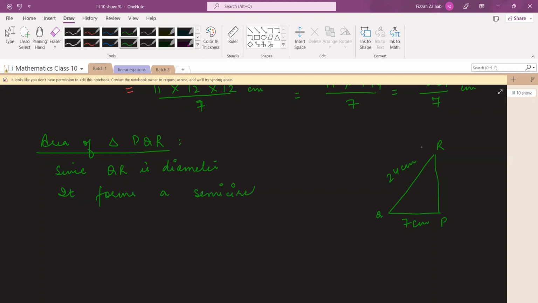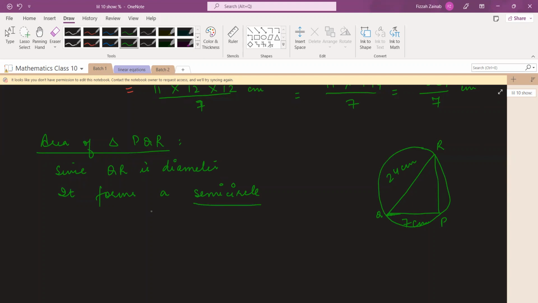So it's a circle like this. Now because QR is the diameter, as you can see, it is touching the two ends of the circle. So therefore it forms a semicircle. That means this half portion is actually a semicircle, correct?